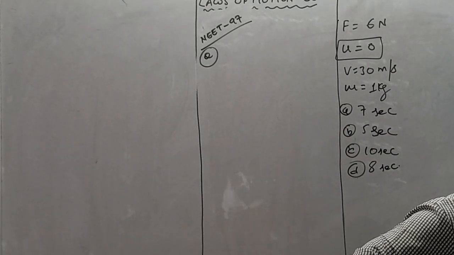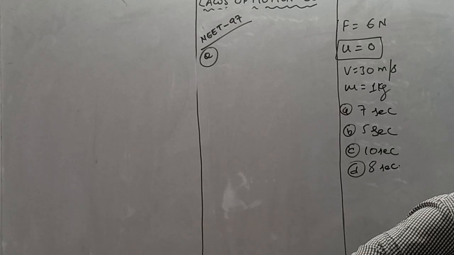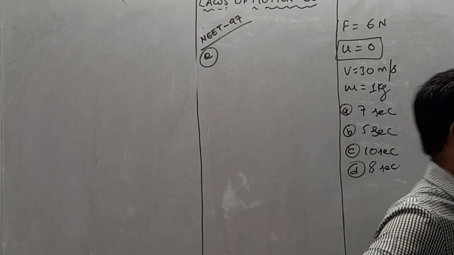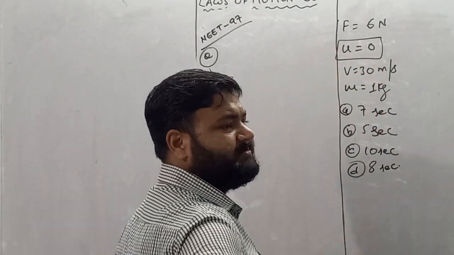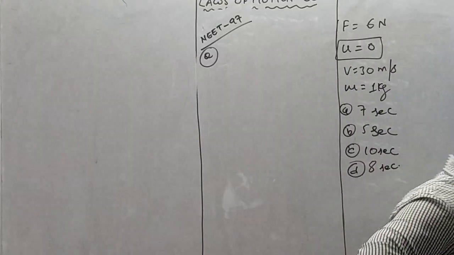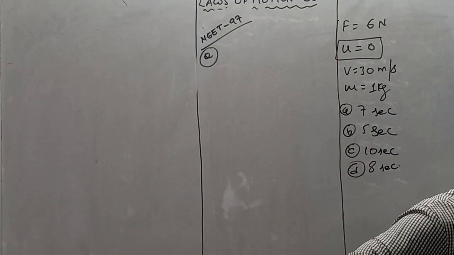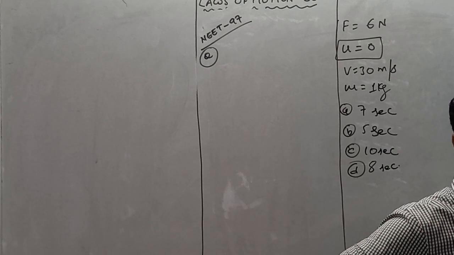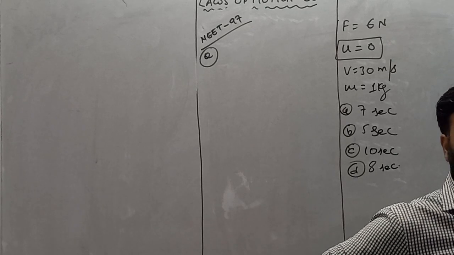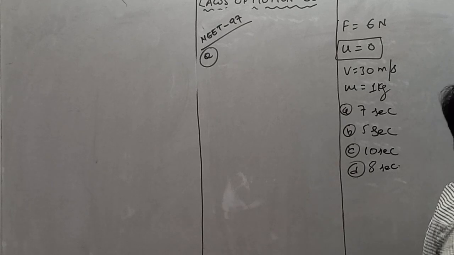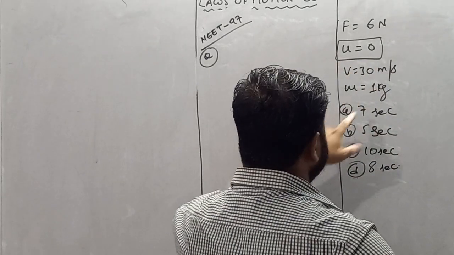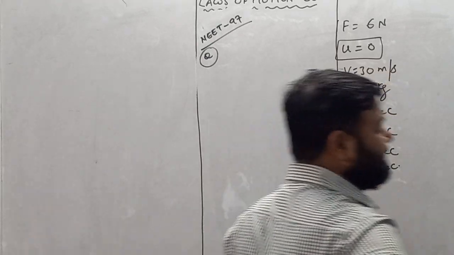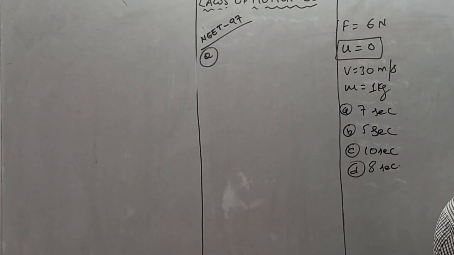A force of 6 Newton acts on a body at rest. So the body is at rest, we can say initial velocity must be equal to 0. During this time, the body attains a velocity of 30 meter per second, it means final velocity is 30 meter per second. You have to find the time for which the force acts on the body.